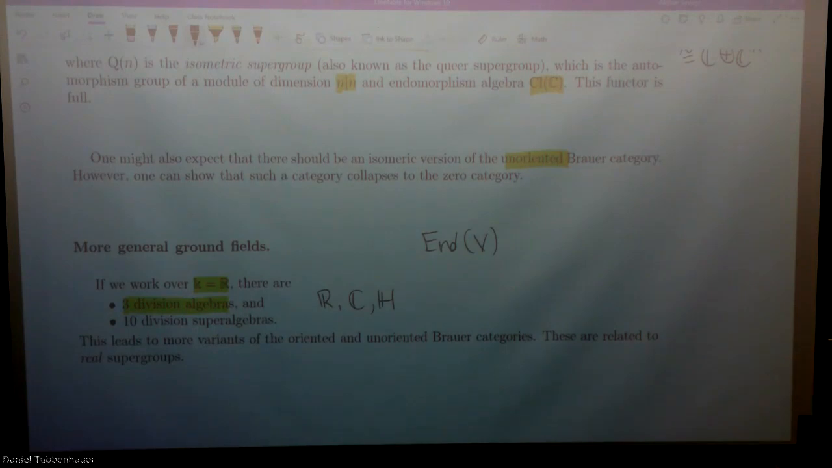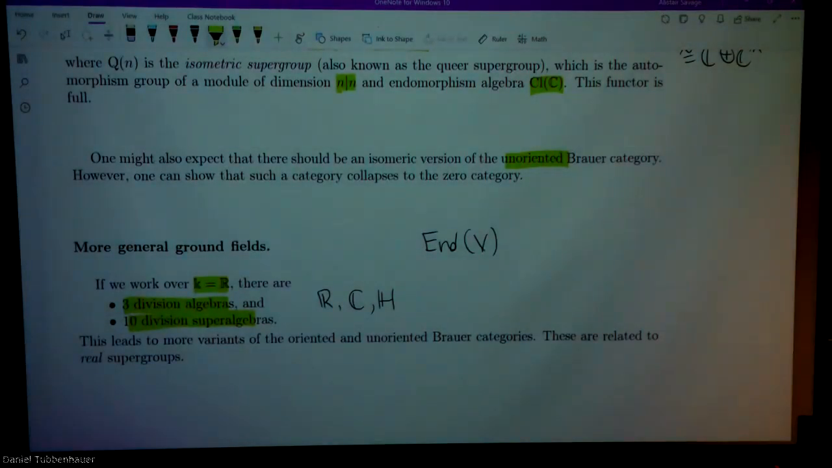In the super world, there are exactly 10 division superalgebras, right? So you get 10 versions of this oriented Brauer category where now your strands can carry little dots that are labeled by elements of a division superalgebra. And if you go to the unoriented case, you actually want your division superalgebra to admit an anti-involution, and then you only have 4 cases, because only 4 out of these 10 admit an anti-involution. So you get 4 flavors of the unoriented one and 10 flavors of the oriented one.